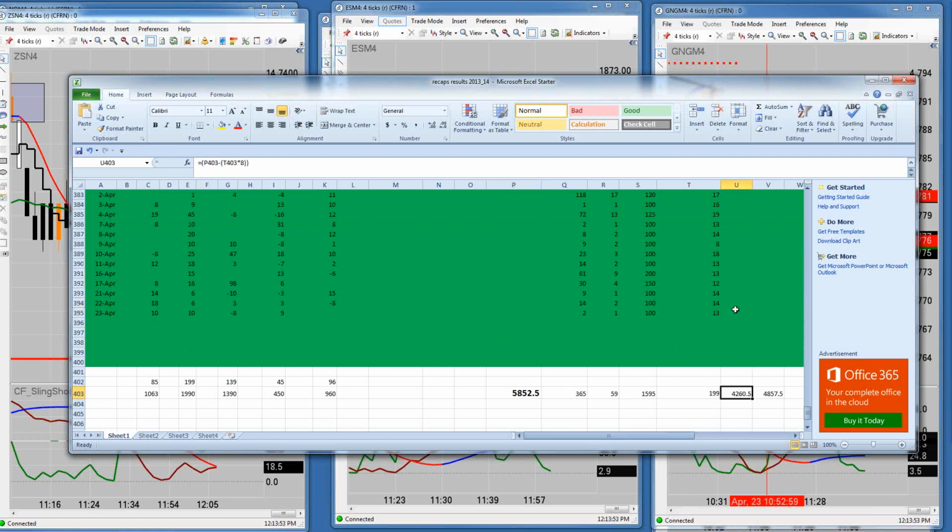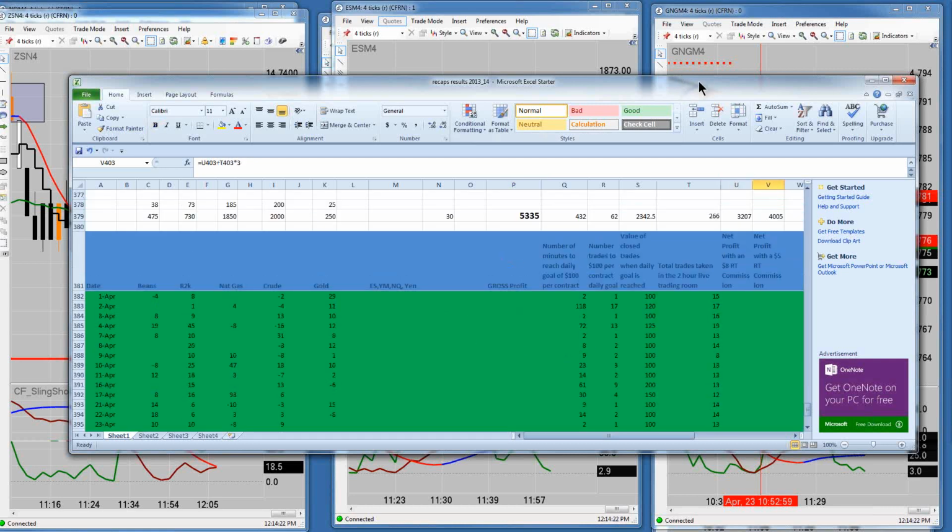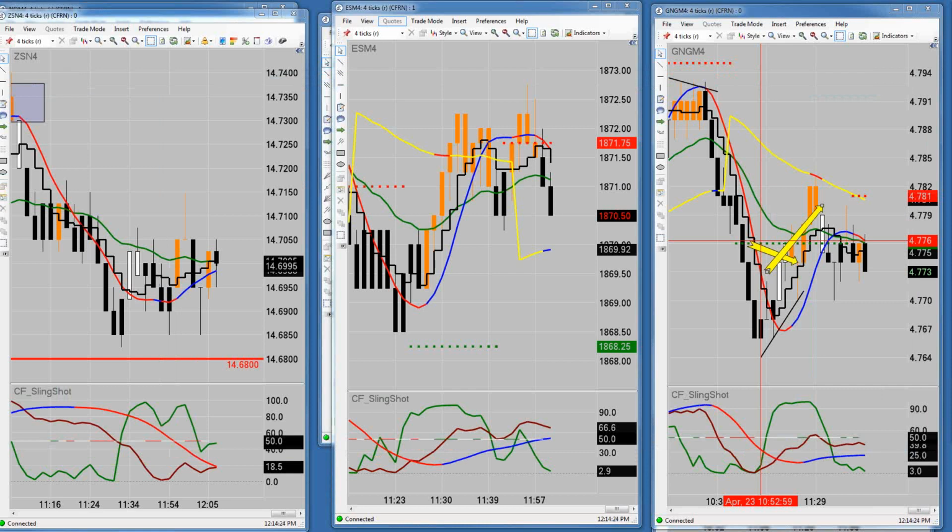If you apply any dollar commission to every trade that we took, so far we have taken 199 trades in the month of April. If you apply an $8 commission to every trade we took, you would be up $4,260.50. If you apply a $5 commission to every trade we took, you would be up $4,857.50. Those are net numbers, that's after the costs. The gross is $5,852. That is where we stand on the month.